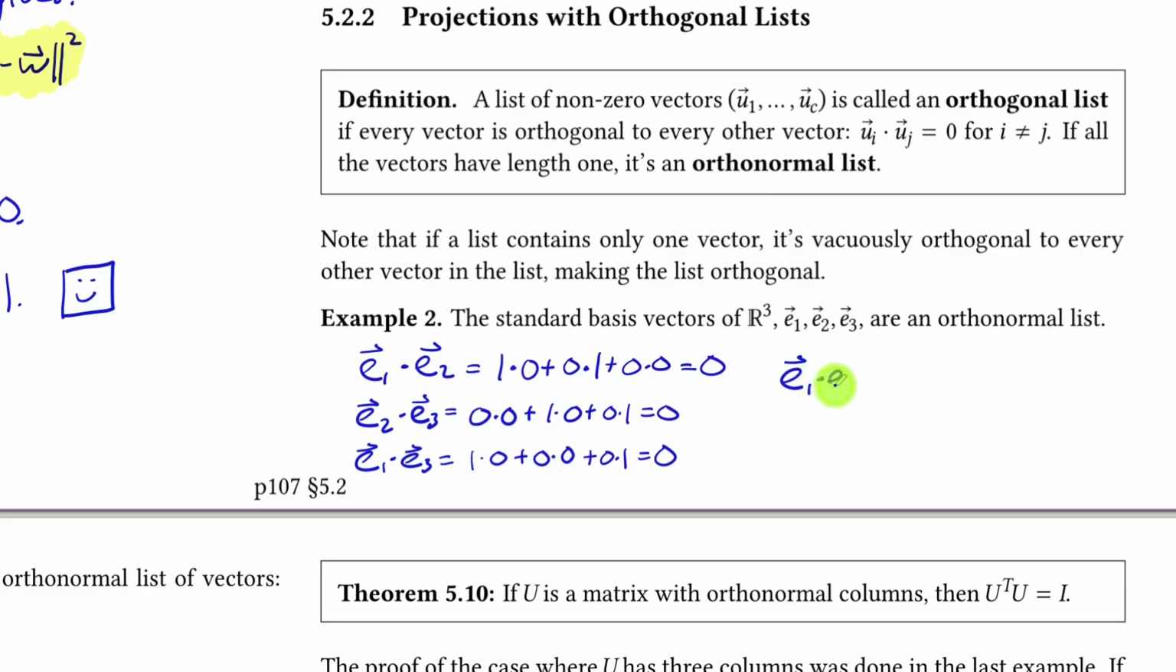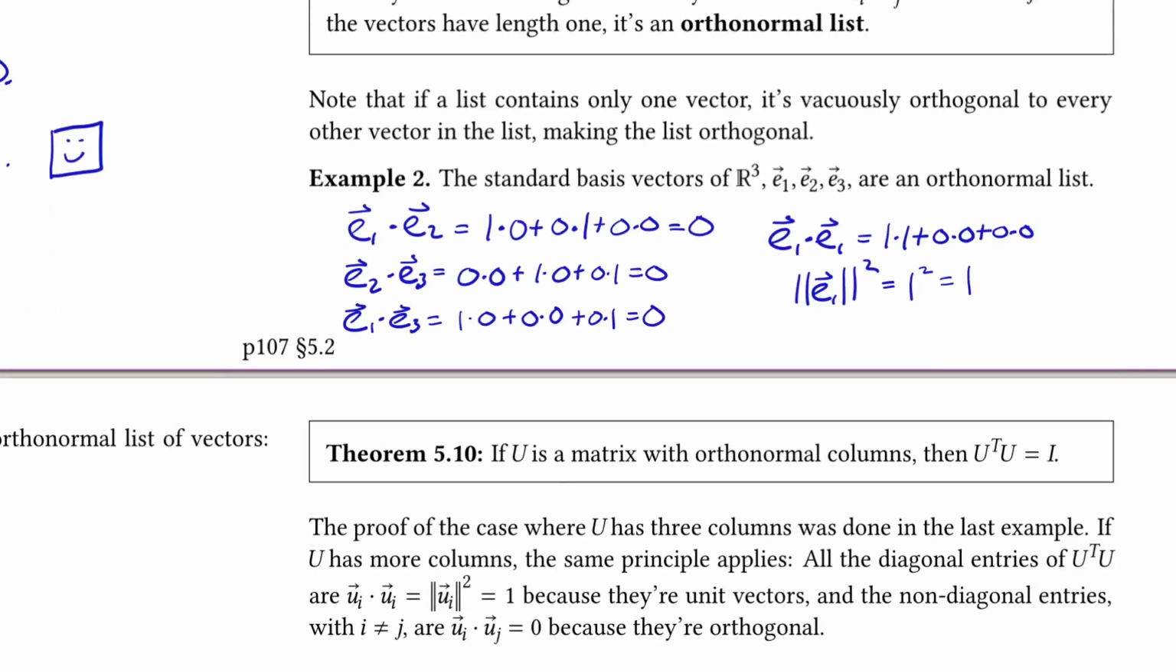Like e1 dot e1 is 1 times 1 plus 0 times 0 plus 0 times 0, and that means that the length of e1 squared is 1 squared. So the length of e1 is 1.